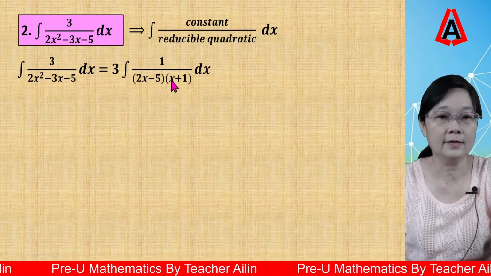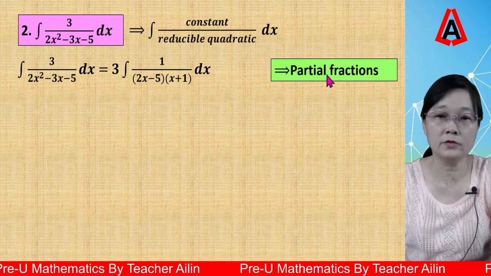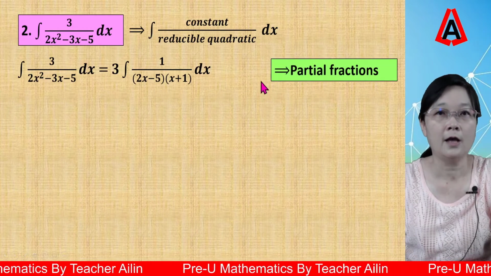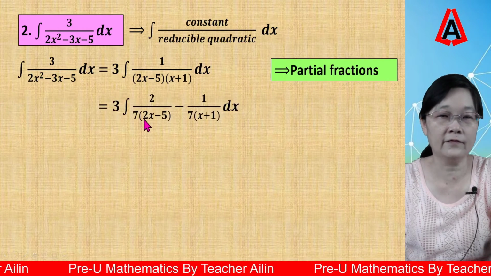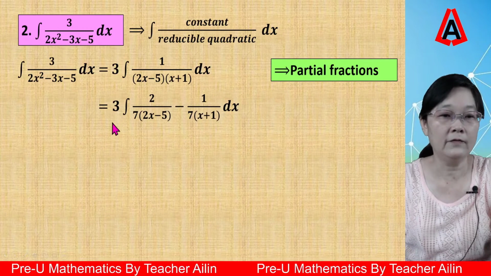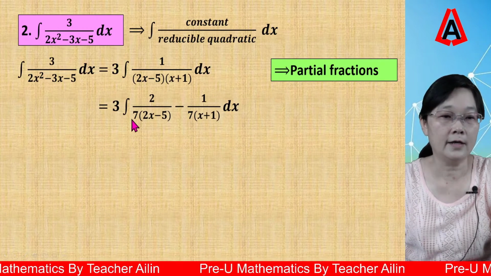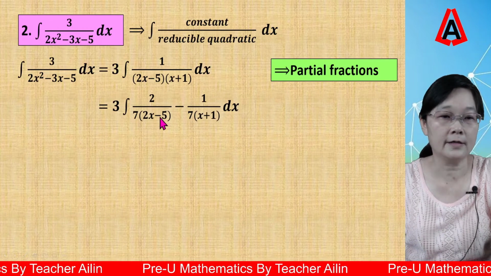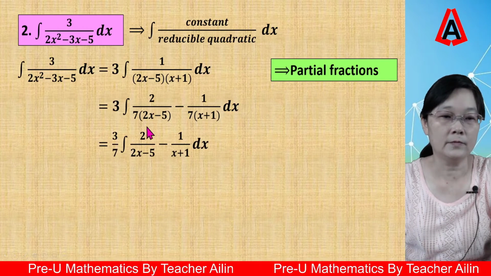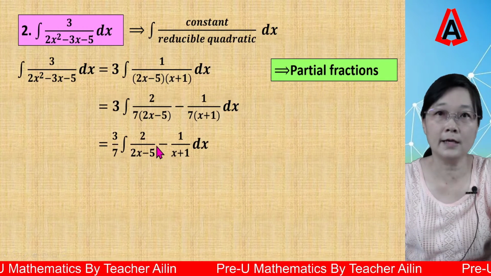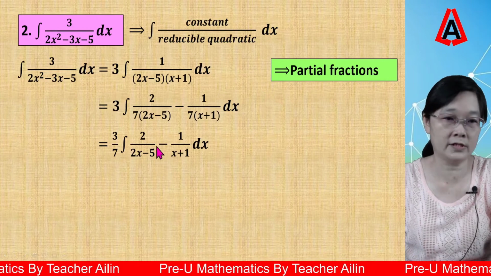So after factorization, now I'm going to do partial fraction. After partial fraction, it will end up with something like this. And before continuing, I find that I'm able to factorize 1 over 7 so that we can keep the terms inside here as simple as possible.